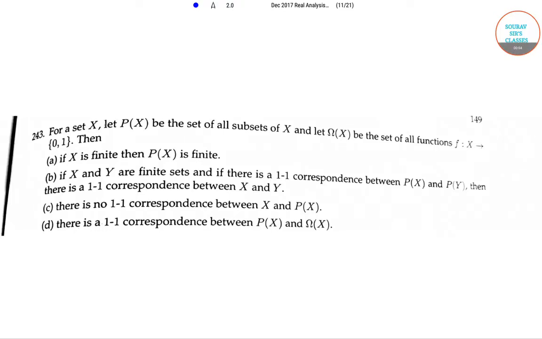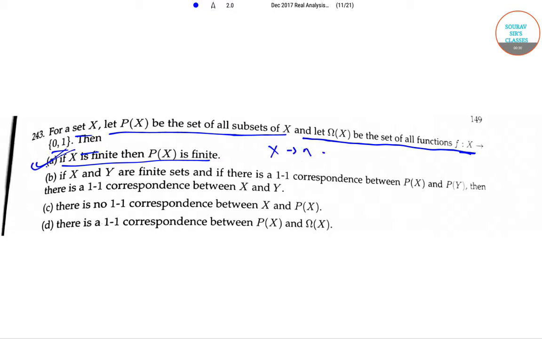The question is, for a set X, let PX be the set of all subsets of X and let omega X be the set of all functions f from X to {0, 1}. Then option A, if X is finite, then PX is finite. Now this is correct since if X has n elements, PX has 2 to the power n elements.